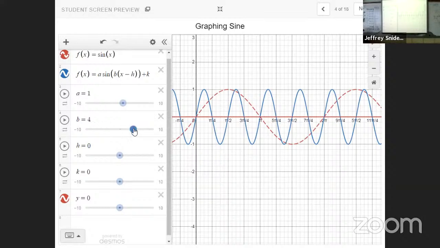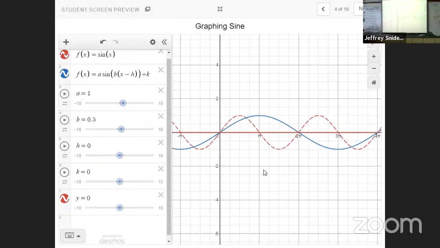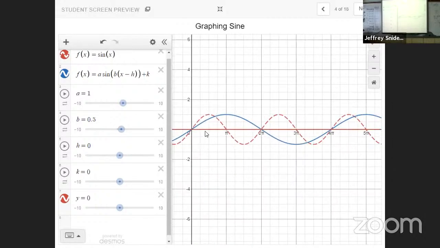If I make B less than 1, it stretches it. Notice when I make it 1/2, the period becomes longer. Now the period is 4 pi. The original was 2 pi.